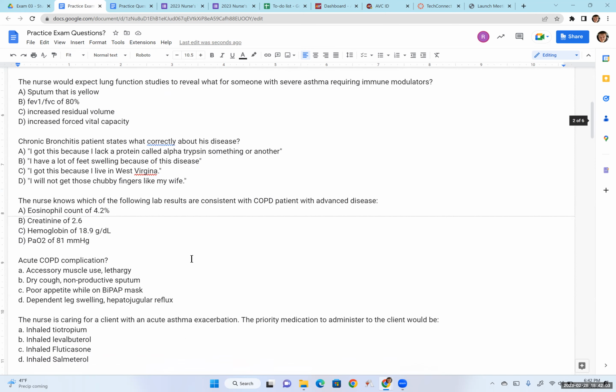All right, I'm tired of this. Okay, let's go on. So the nurse would expect lung function studies for what? So severe asthma. This is not terribly accurate. Let's change this to 60. So this is a sign of asthma with less than what? 80%. Okay. Sputum that is yellow, this is pneumonia, right? Not a lung function study.